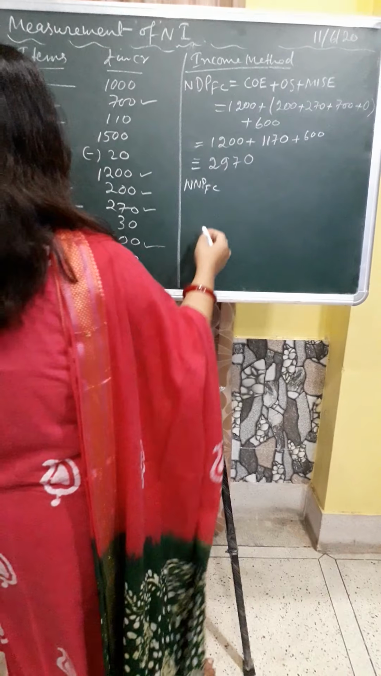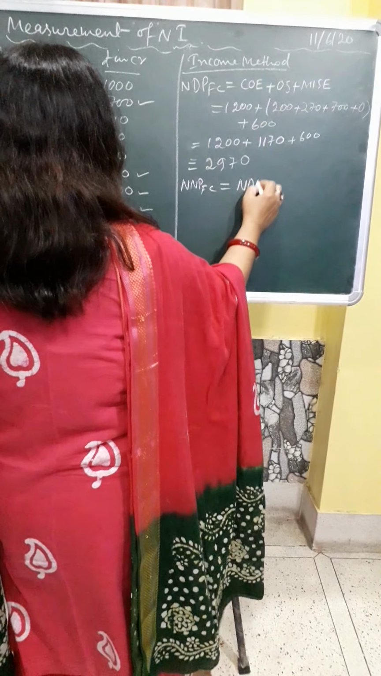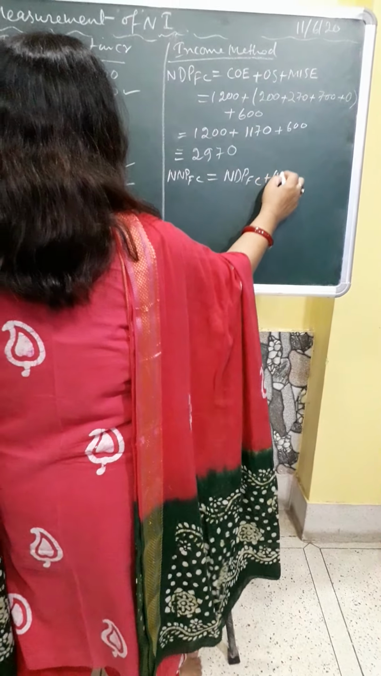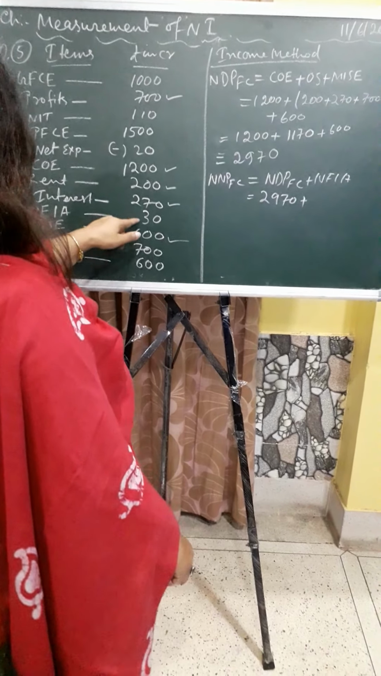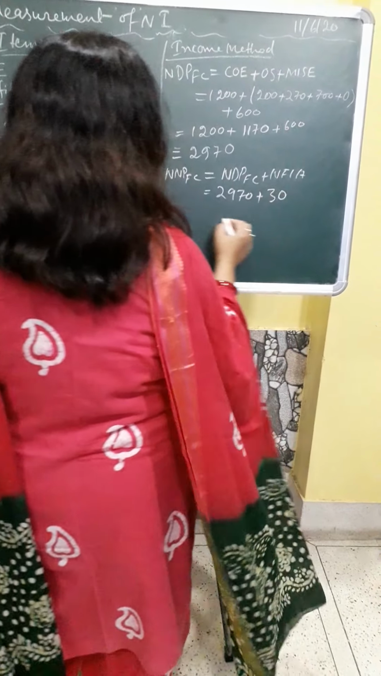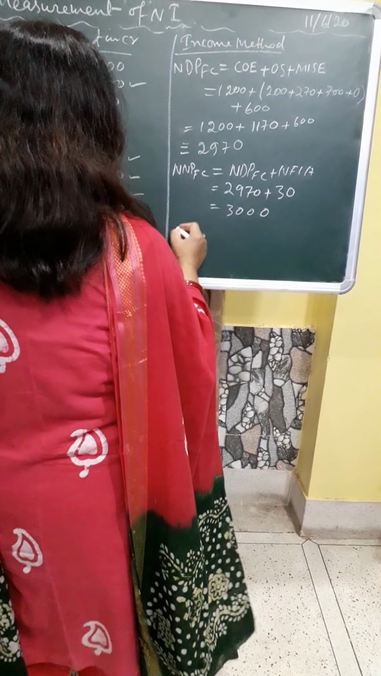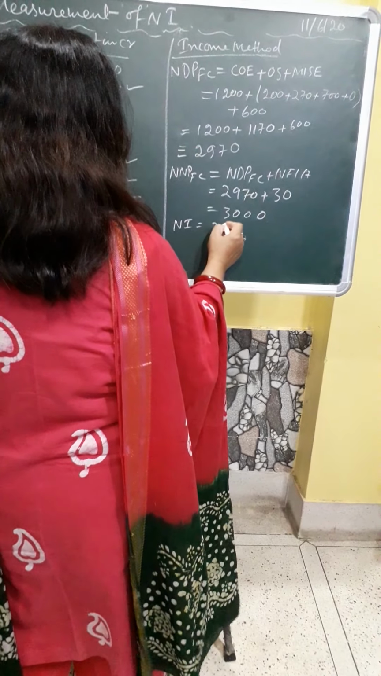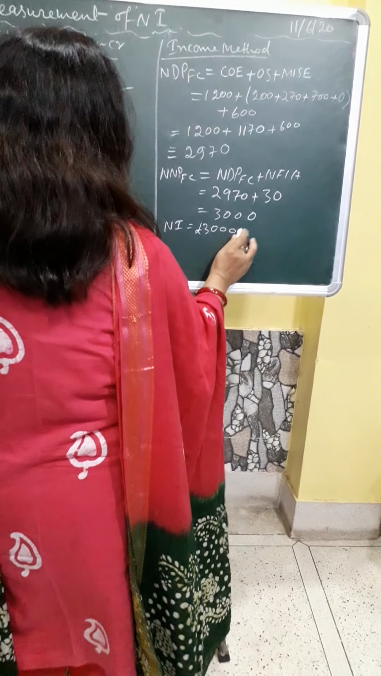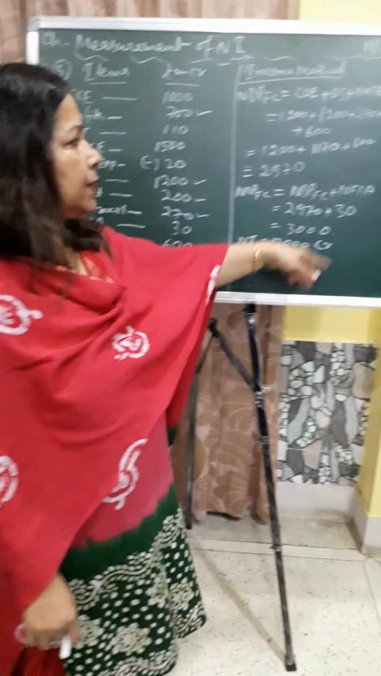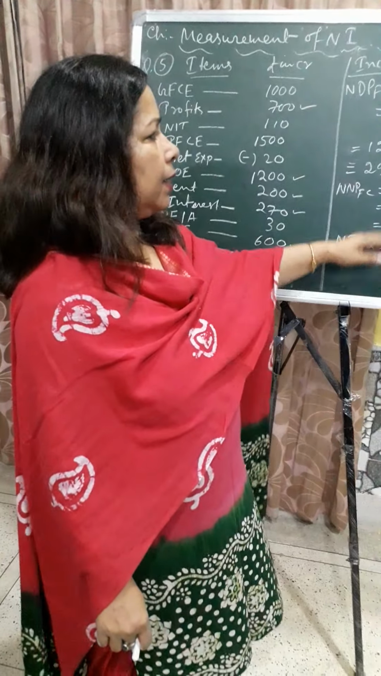Now NNPFC equals NDPFC plus NFIA. So 2970 plus net factor income from abroad NFIA 30. So national income is 3000 rupees in crore. In the income method, national income 3000 is calculated. This is very easy, you only have to write the formula and calculate the numerical.